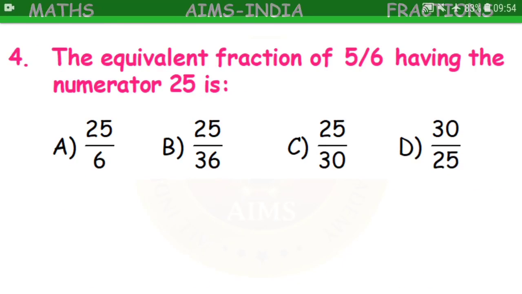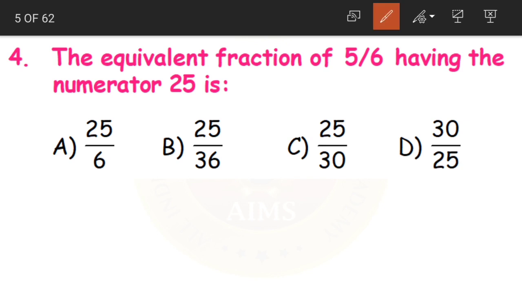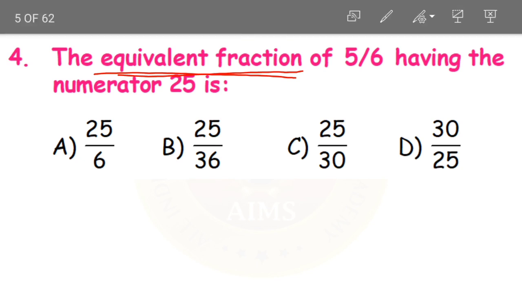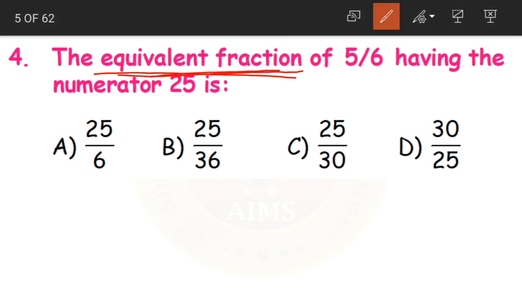Next question 4. The equivalent fraction of 5 by 6 having the numerator 25 is dash. Now here we are hearing a new term, that is equivalent fraction. Equivalent fraction was not covered by us in our chapter fractions, but no problem children, I'll explain it to you. Now what are equivalent fractions? Means two fractions. Here we are having 5 by 6 and another fraction. When two fractions have the same value, equivalent fractions are the fractions with same value.